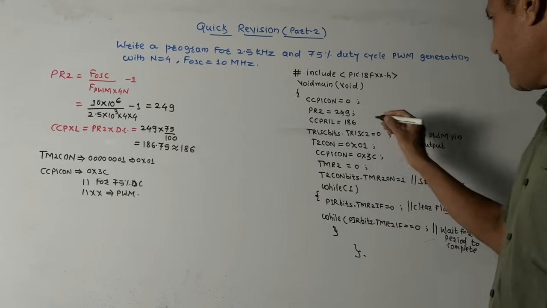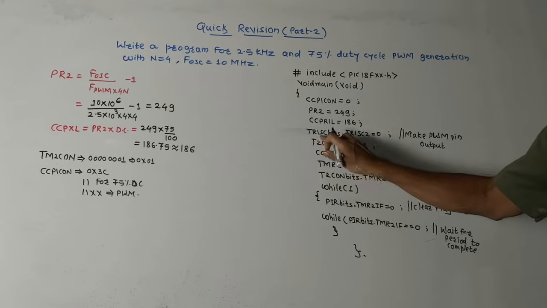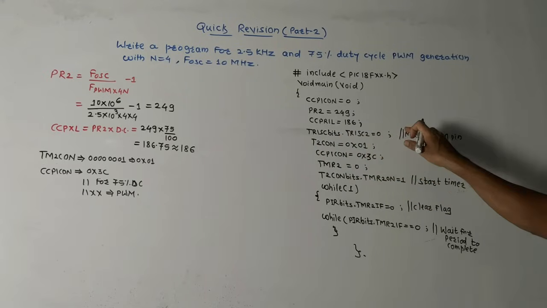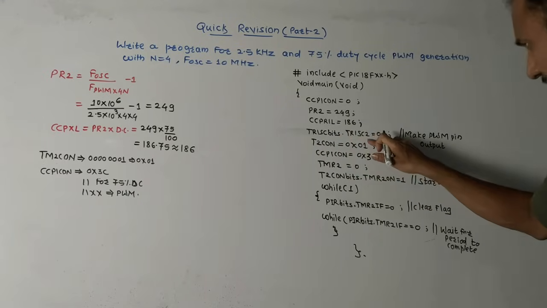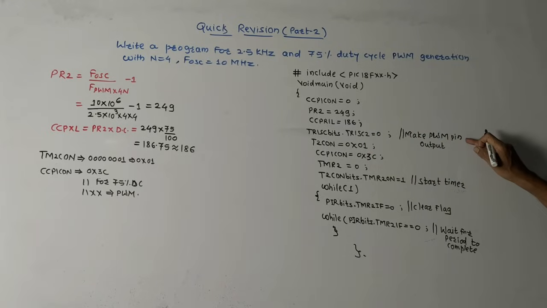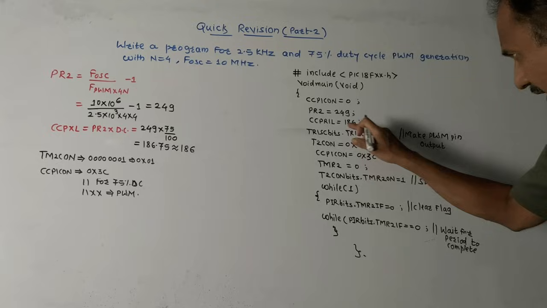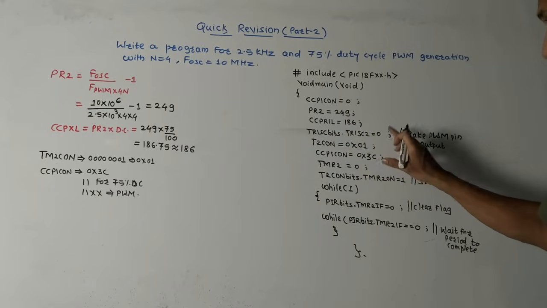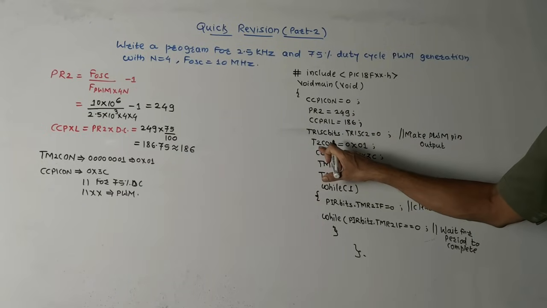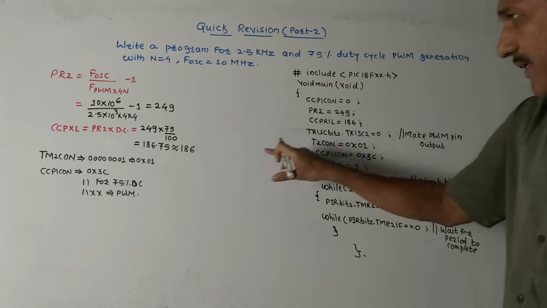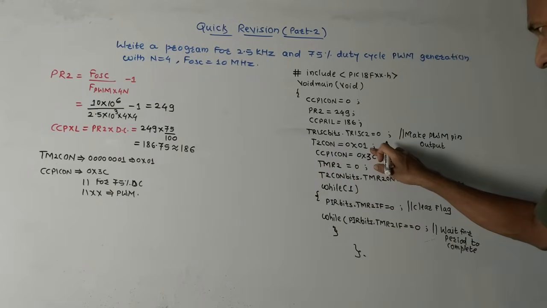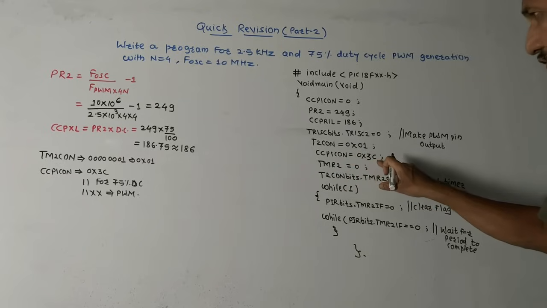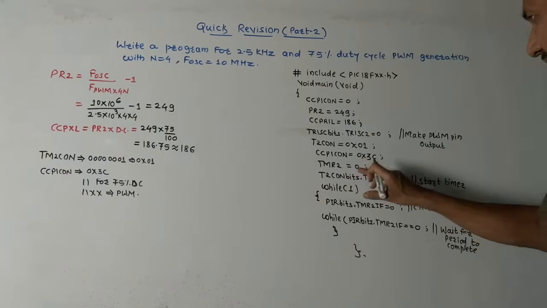Then next part is TRISbits.TRISC2 is equal to 0. This is the command to make PWM pin output. This command will be common for every PWM generation. Then the timer 2 control register, this value is 0x01 that we have written. Then CCP control register 0x3C, this calculation we have already done.